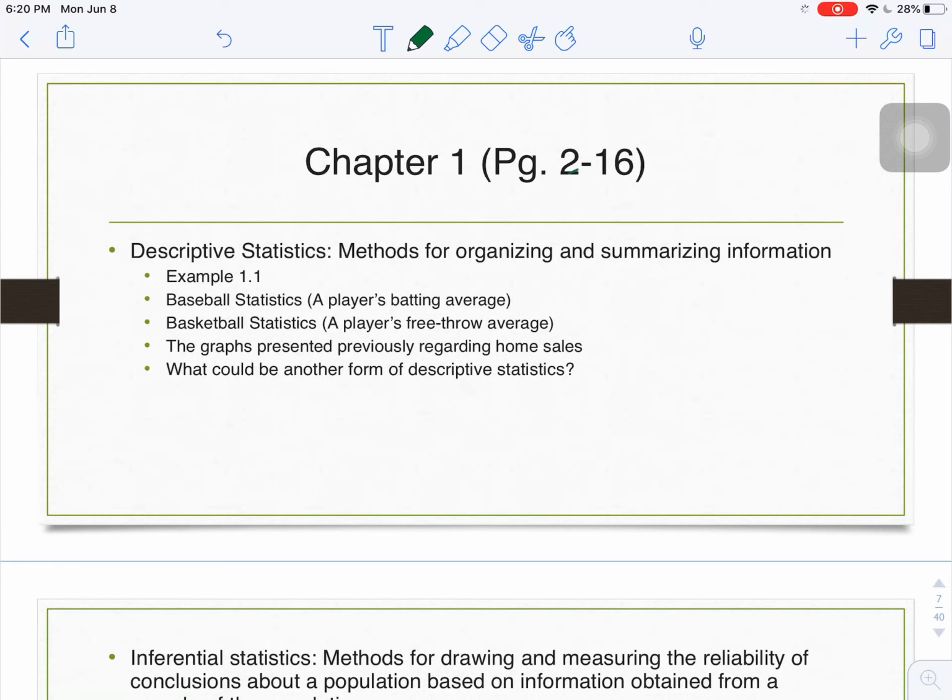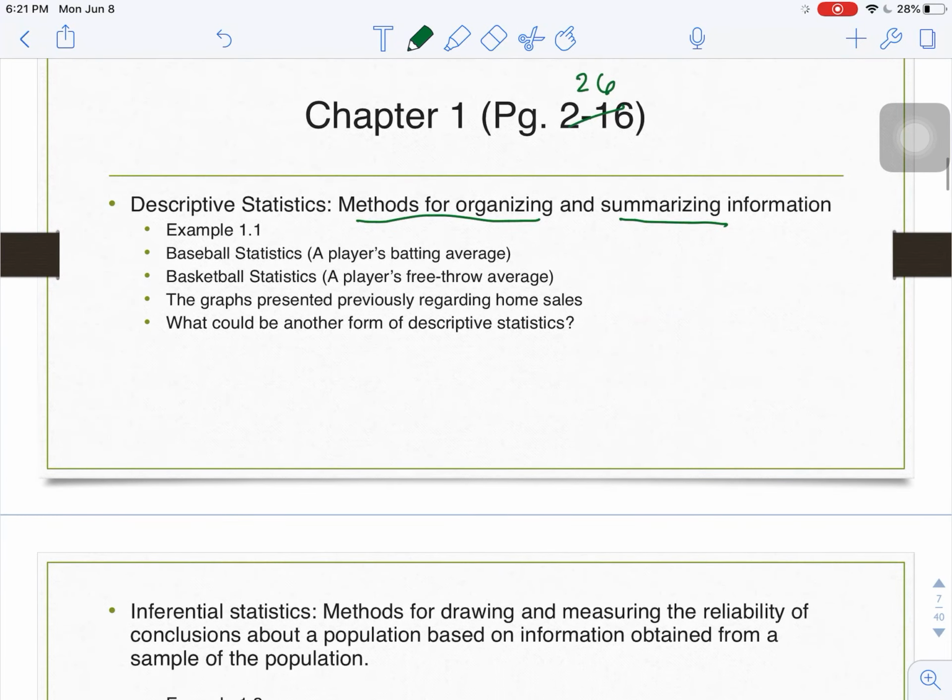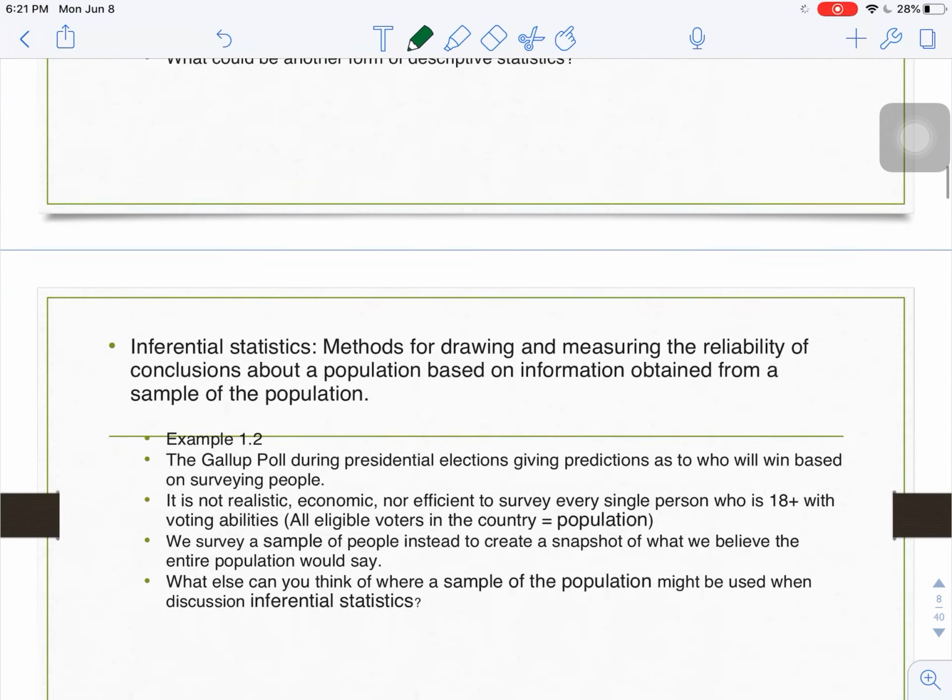If you have the textbook, I believe this should say page 26. For chapter 1, it gives us the example of descriptive statistics. That's the methods for organizing and summarizing information. So descriptive statistics are like basketball statistics, baseball statistics. And then we can take a look at the graphs that were presented earlier. Descriptive statistics are the methods for organizing and summarizing, so I would say yes.